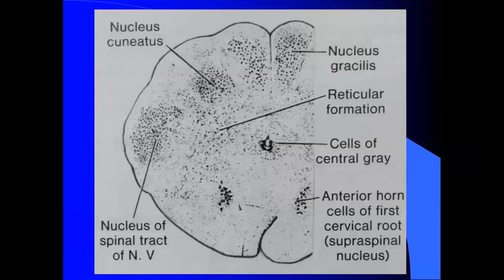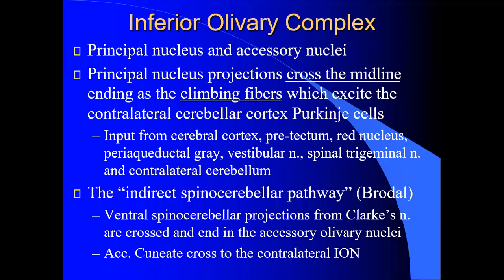Same level, but now we're looking at a Nissl stain instead of a Weigert stain, so you can really see what the cell bodies of the nuclei look like. Here's nucleus gracilis, big neurons. Nucleus cuneatus. Here's the nucleus of the spinal tract of 5. Here's those anterior horn cells in the supraspinal nucleus. Here's the reticular formation. We're going to come back and talk about the reticular formation in some detail today. And here are some of the cells of the central gray, quite tightly packed together.